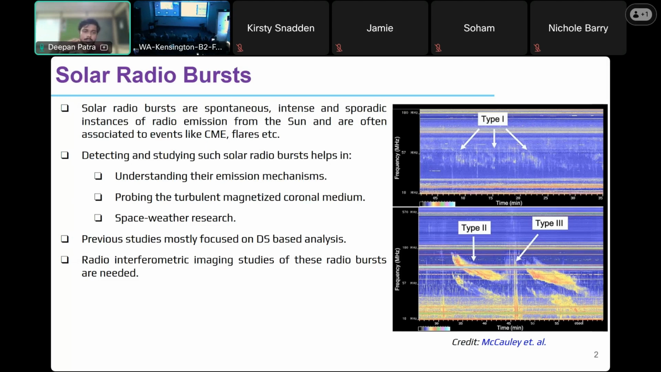However, most of these studies have focused on dynamic spectra-based analysis. In fact, as has been mentioned, the classification of radio bursts was historically done using their appearance on the dynamic spectra. However, in such dynamic spectra-based studies, you do not have any spatial information of the radio burst. So to capture the nature of these radio bursts in their full glory, we need spectropolarimetric snapshot imaging, and for that we need radio interferometric imaging studies.